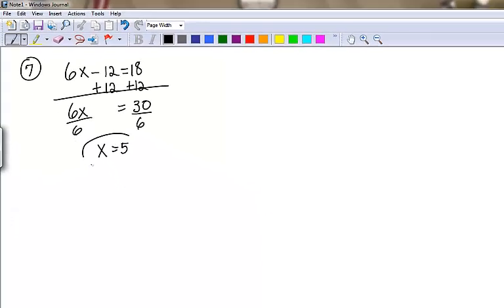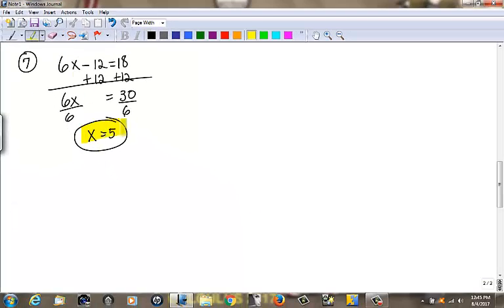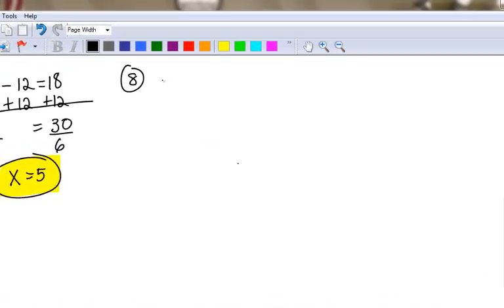And again, you should be able to check your answers. You substitute it back in, at least do a mental check. You don't necessarily have to write it out, but at least do a mental check to make sure that you have the right answer. Okay, another one, multi-step.